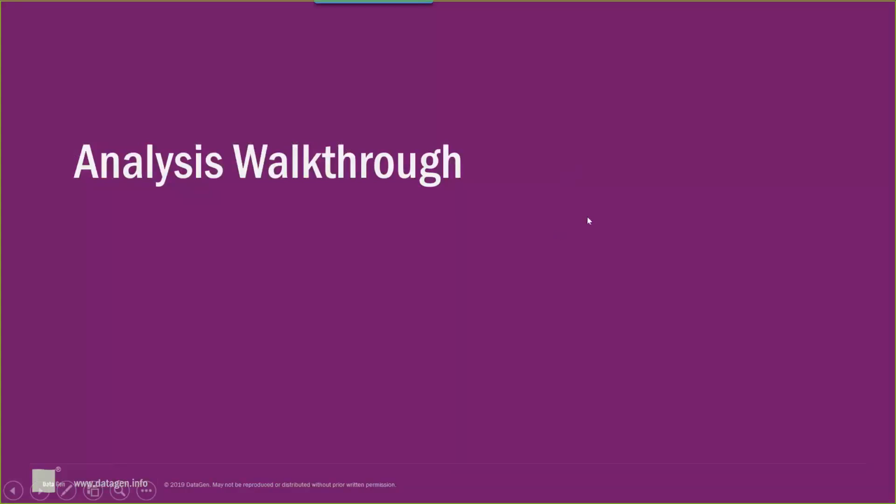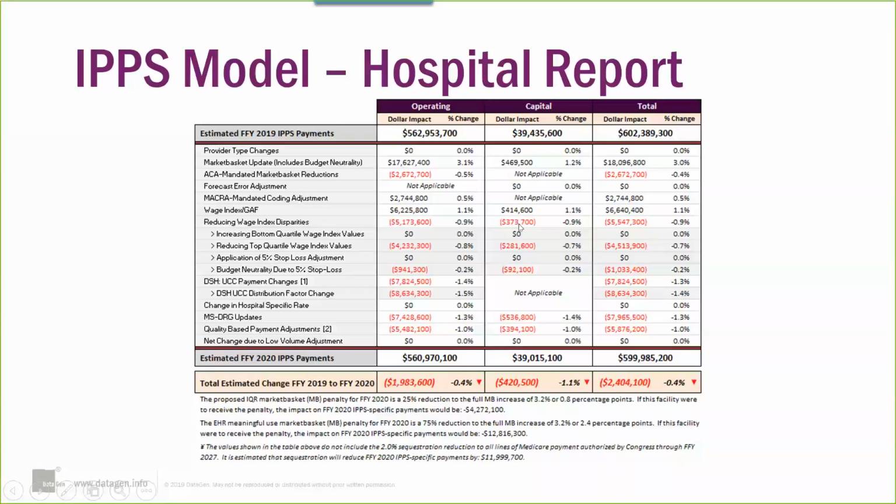However, we are going to walk through the analysis that your state associations have sent to you. The analysis, as many of you may have seen, and some of you may not have seen, depending on how many are new, includes a hospital report for this inpatient analysis. It provides the general changes that have happened year over year, be those changes in provider type, changes in the market baskets, the wage index, and how those apply to you.